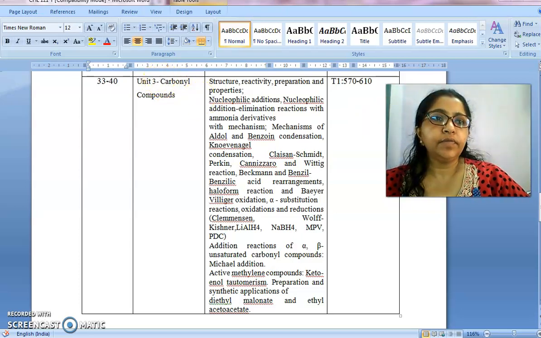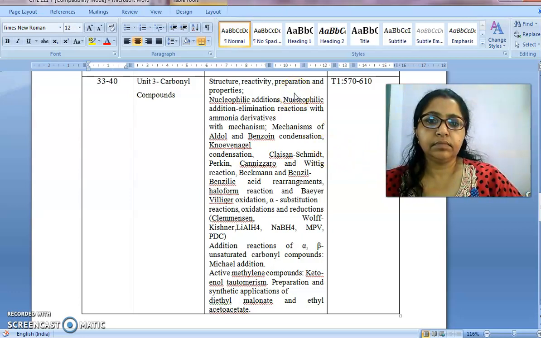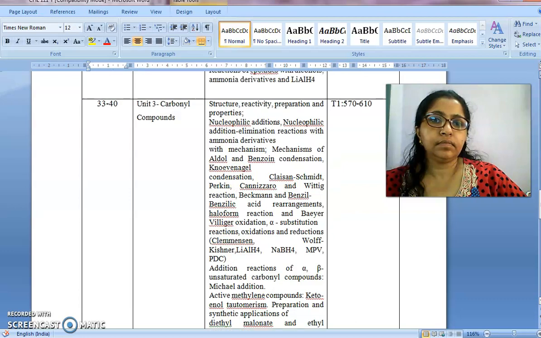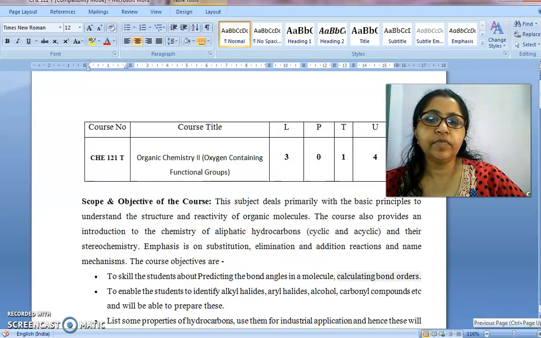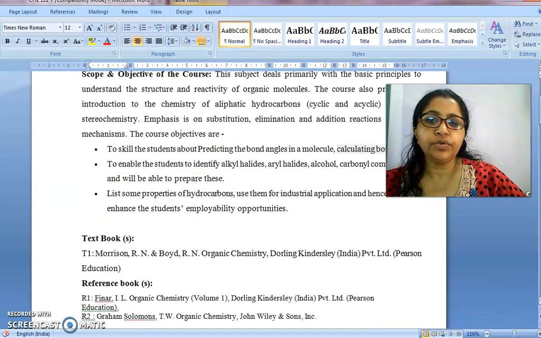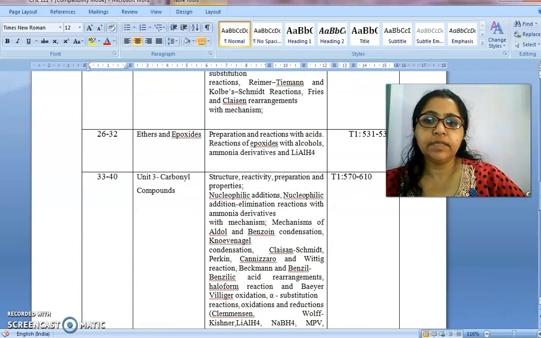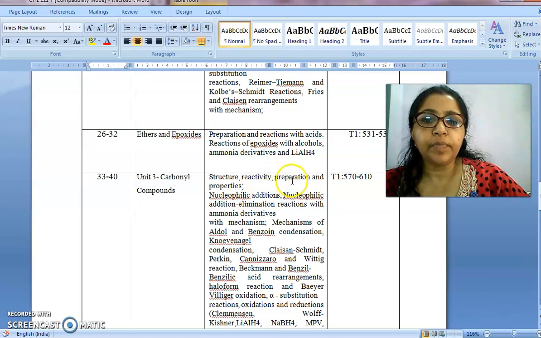Okay, this part we have already done. Let me show you. So this part we have already done in the last class. Today we are moving to carbonyl compounds, and in today's class we will be covering only a very small portion. Though it looks very small, it is not. Anyway, let me show you. This is the part we will be doing today. We will be concentrating on structures, reactivity, preparation, and properties. Okay, so let us start.